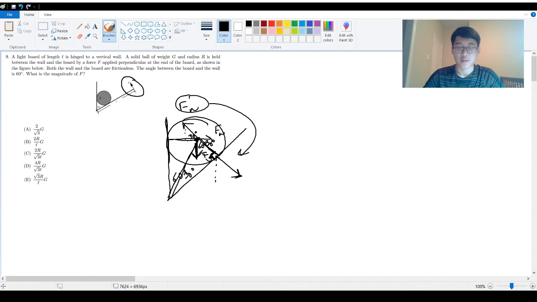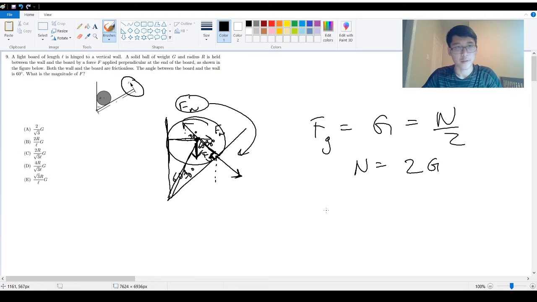the downward force of gravity, let's just calculate right now, it's going to be a solid ball of weight G. Okay, so this is the force of gravity, and that must be equal to the y component of this force of normal, so I'm just going to call it n. And the y component is the sine, so n over 2, since sine of 30 degrees is 1/2, right? So that means that the normal force is actually equal to 2G. Okay, just make sure that I did that correctly. Yeah.